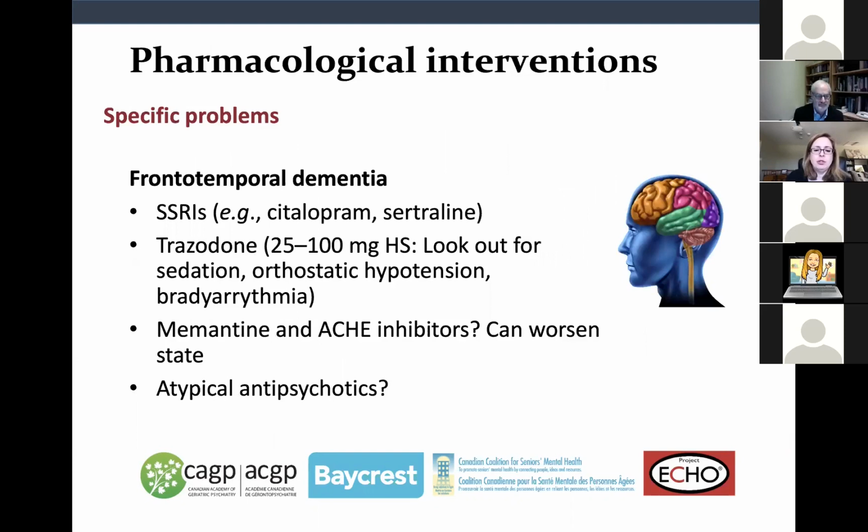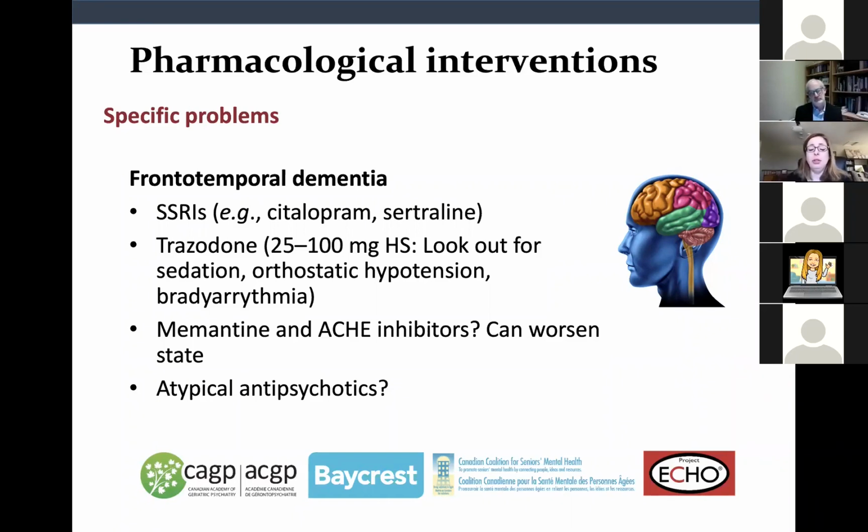Specific problems, just a quick word about that. In frontotemporal dementia, it's another approach completely in pharmacological intervention. The only medications that have demonstrated a bit of efficacy are SSRIs and trazodone, because serotonin usually has a role in inhibiting the frontal lobe. So that's why they are used in that kind of problem.